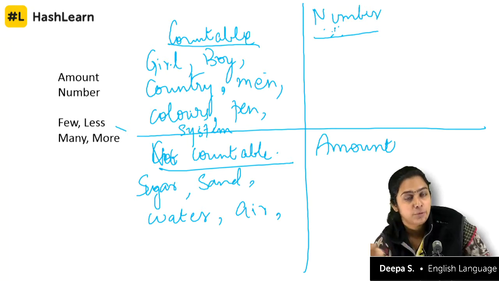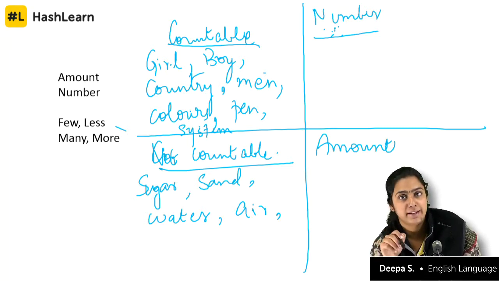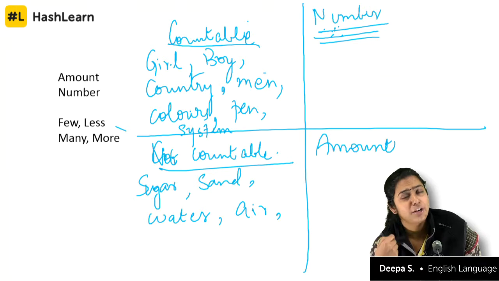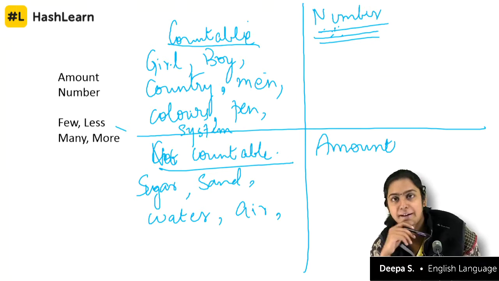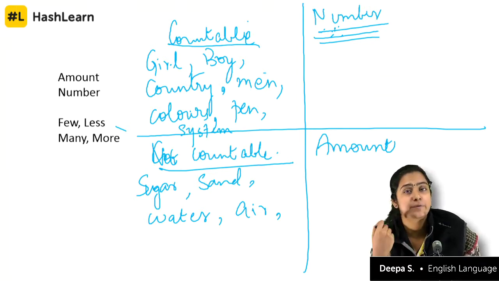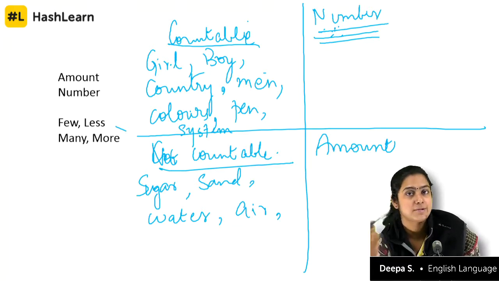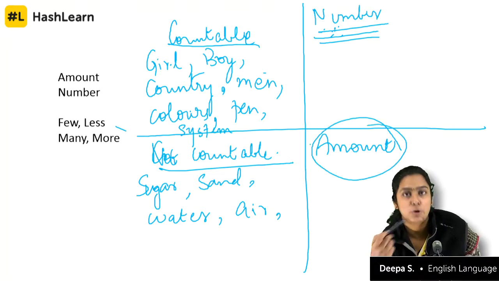Okay. So you can actually count the number of girls there and come up with a definite number. They are countable. But you cannot really count sugar or sand, right? There is some amount of sand stuck on my footwear and I need to clean my footwear so that it's all clean again. Okay, so in that case you use amount.